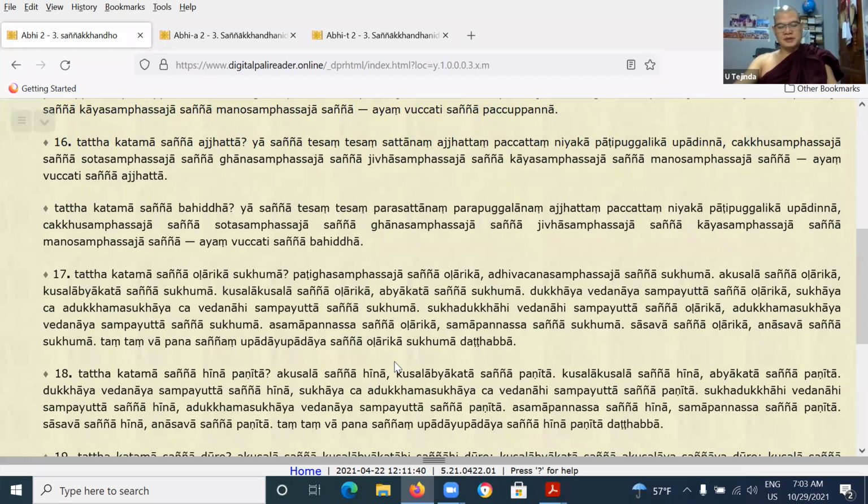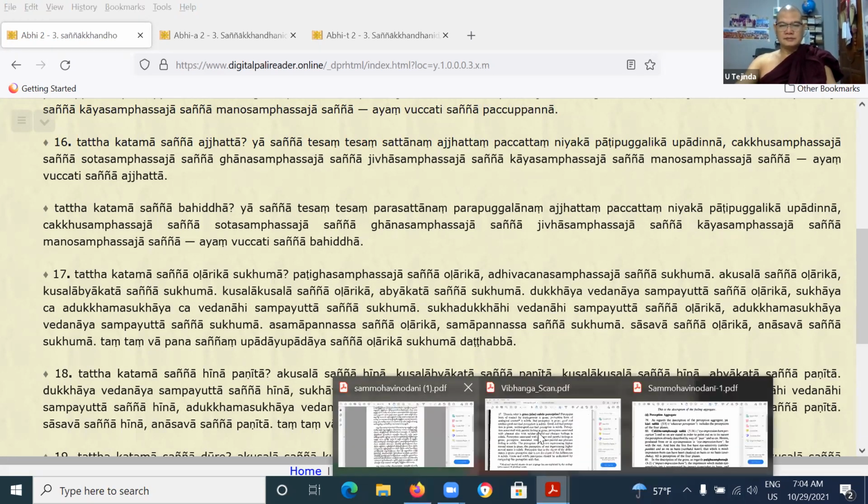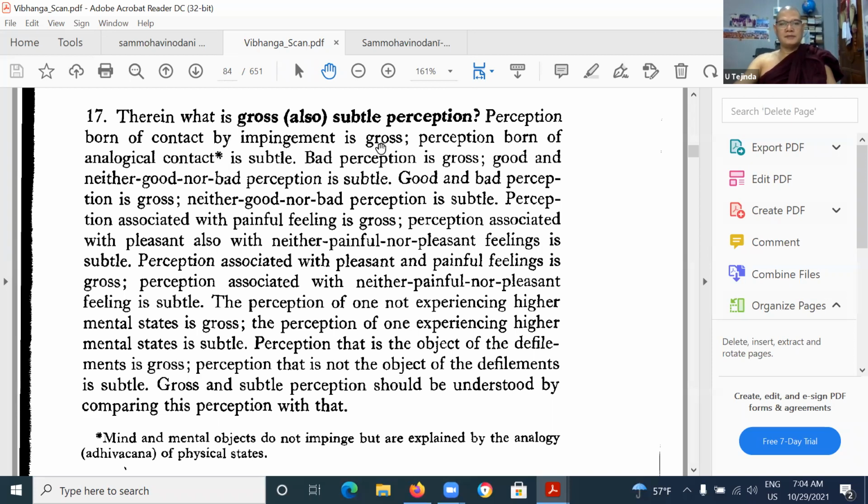The explanation is given in the commentary and sub-commentary. So we do not go to the commentary and sub-commentary yet. We learn first the Pali, how the Buddha analyzed this saññā. So paṭighasamphassajā saññā. You can have the translation here. Perception born of contact by impingement is gross. Then the adhivacanasamphassajā, perception born of designation contact. So it is not easy to understand the word adhivacana. So adhivacana will be explained in the Aṭṭhakathā.